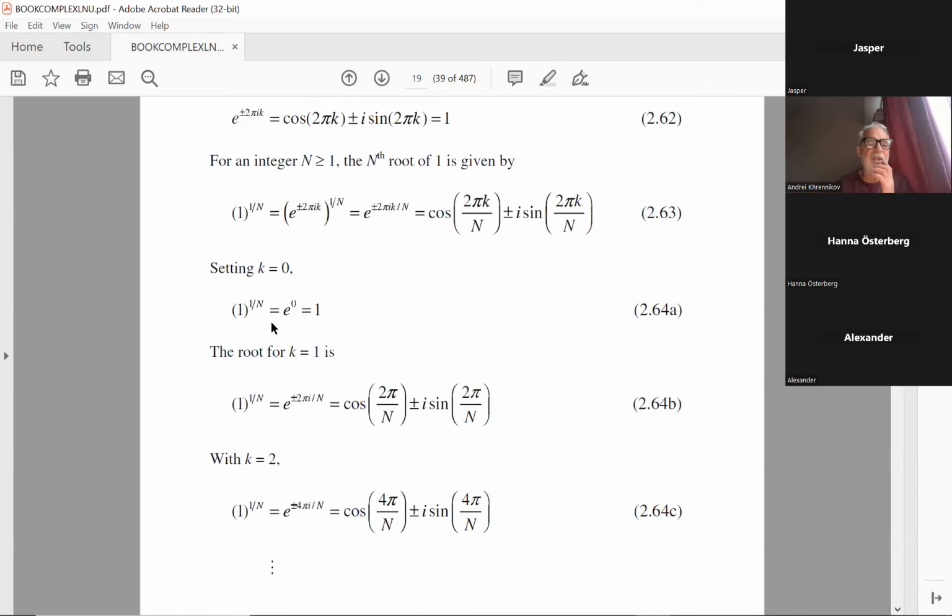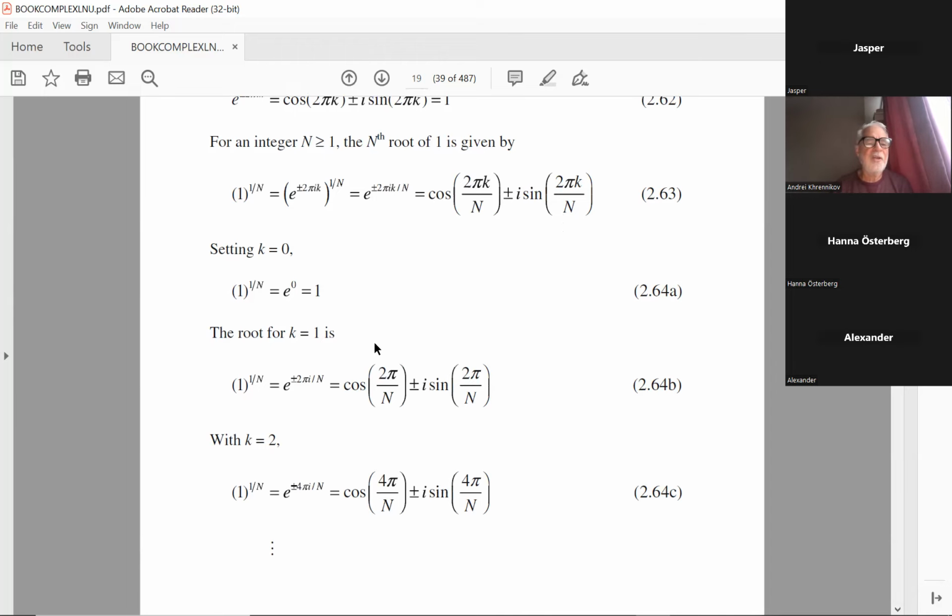So, for example, k equal 0. If k equals 0, this is cosinus, it's 1, it's 0, so it is just 1. So always among roots of unity is 1. Now k is equal 1, root of degree 1 over n. So this is this number. For k equal 2, this is this number.